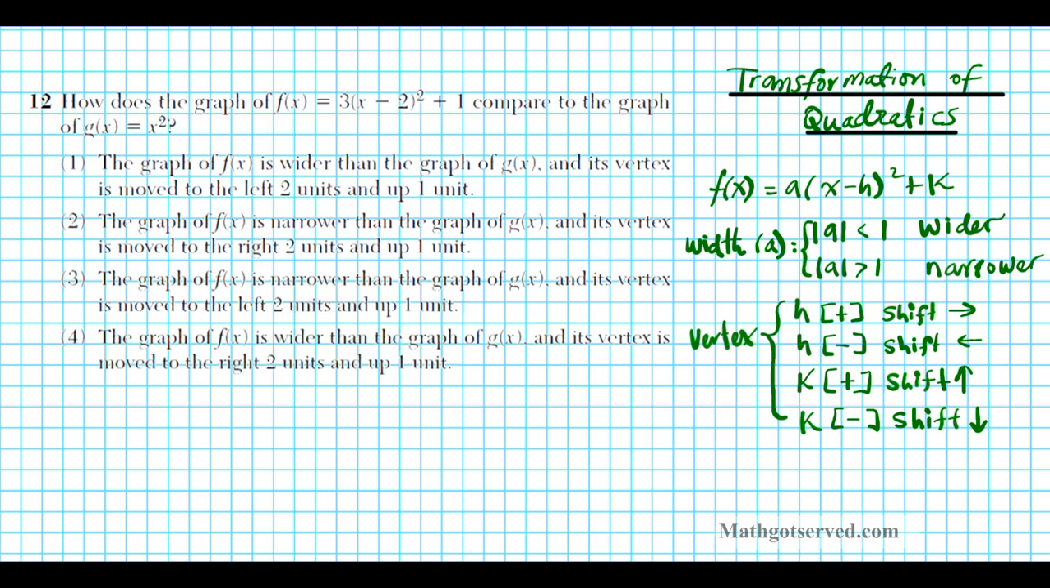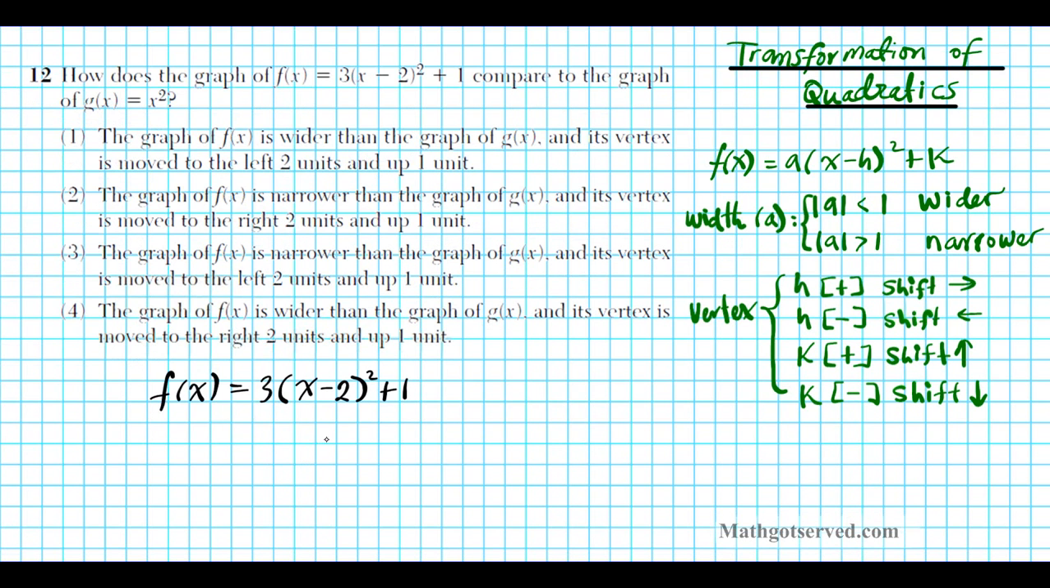Now we're going to apply this rule to this problem. We have f of x equals 3 times (x minus 2) squared plus 1. From this problem, we can see what a, h, and k are. So let me write down the formula on the top. f of x equals a times (x minus h) squared plus k. You can clearly see a is 3, h is 2, and k is 1.